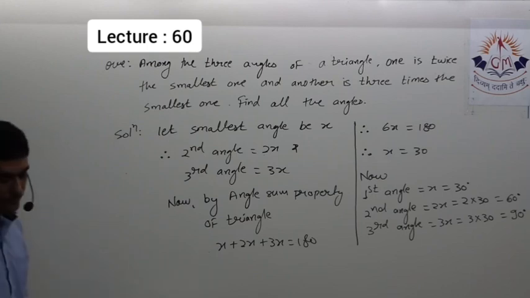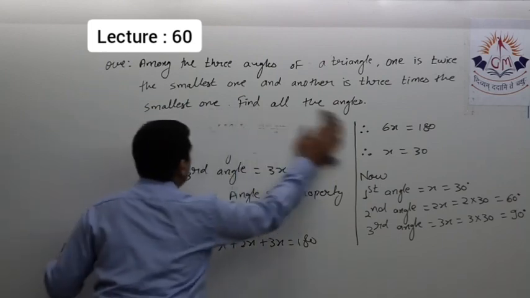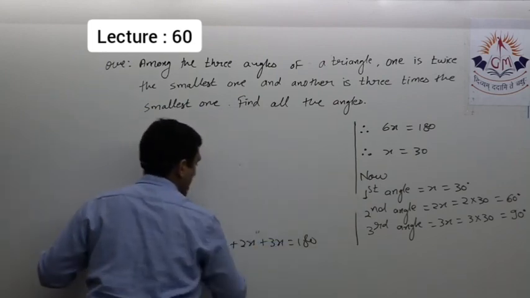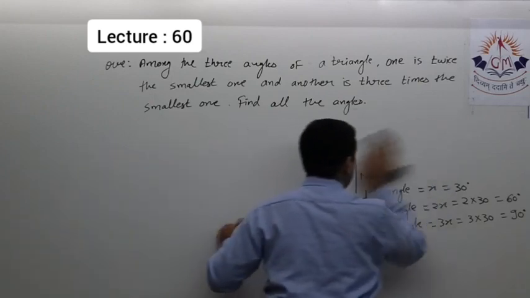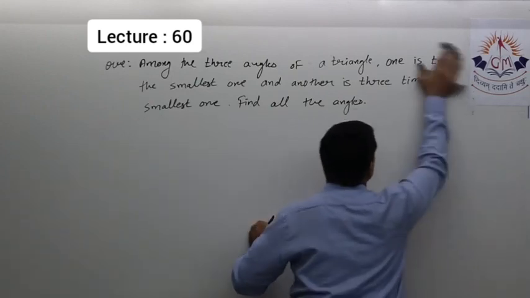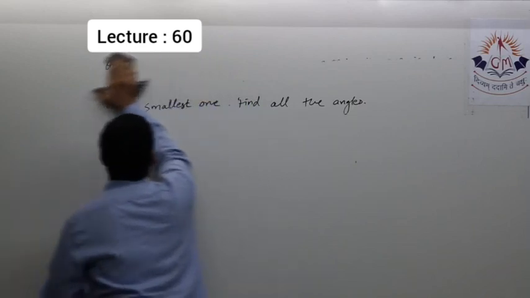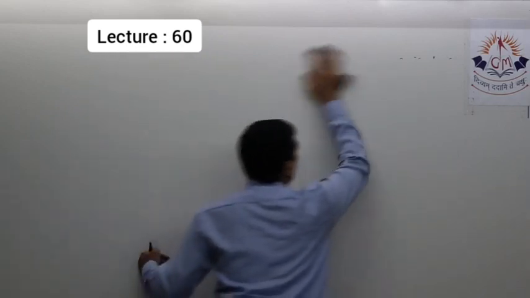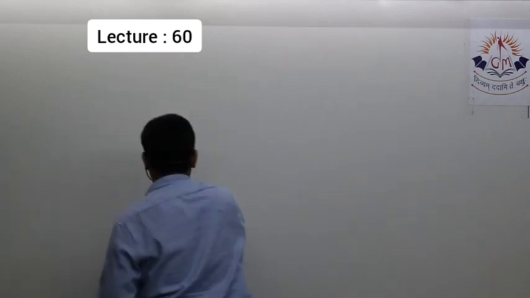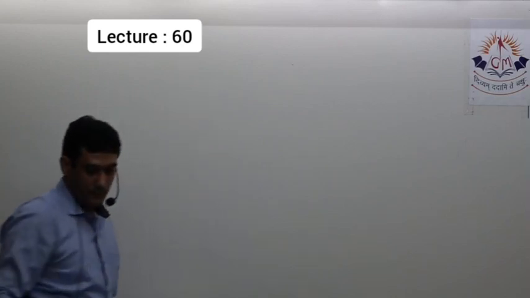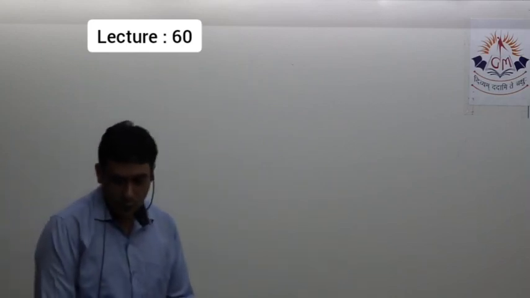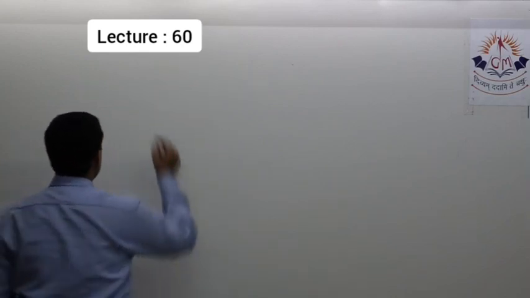Okay, now next is the sum of two angles of a triangle is 80 degree.